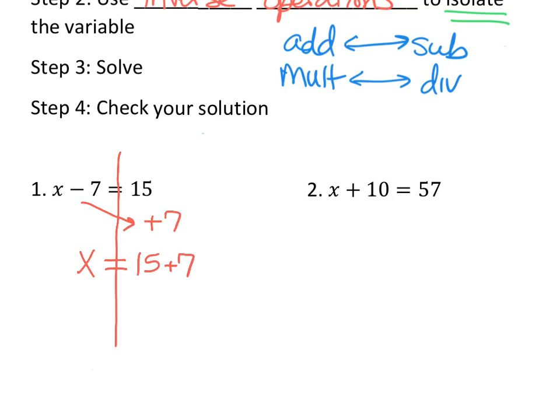Well, 15 and 7 are just good old-fashioned numbers. I can just straight up add them. What is 15 plus 7? 22. Is the x isolated? Yeah, it's all the way by itself. There's no coefficient. There's nothing else on that side, and so we're done.